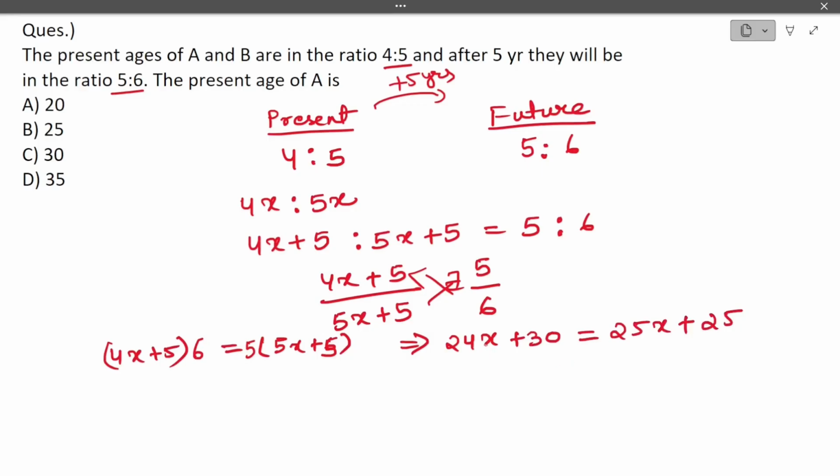Then what we will do, 24 we will send there. So 25x minus 24x, we will have x value here. Then this side we will have 30 minus 25, which will give us 5. So we have successfully found the value of x, which is 5.